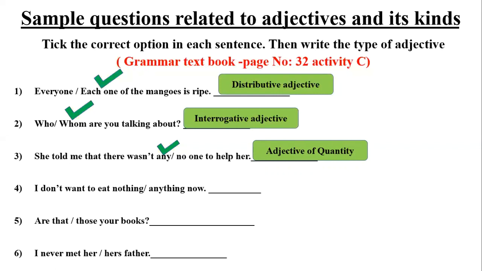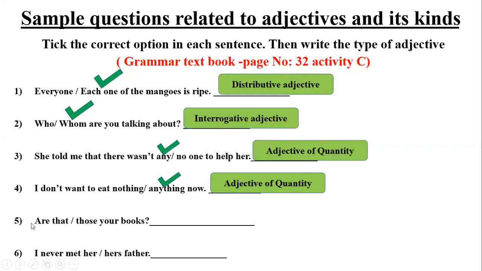Next one, I don't want to eat dash now. Anything now or nothing. I don't want to eat. Again, don't is a negative sentence, so you should not use nothing. I don't want to eat nothing is wrong. I don't want to eat anything now. So any will come under adjective of quantity. Understood?